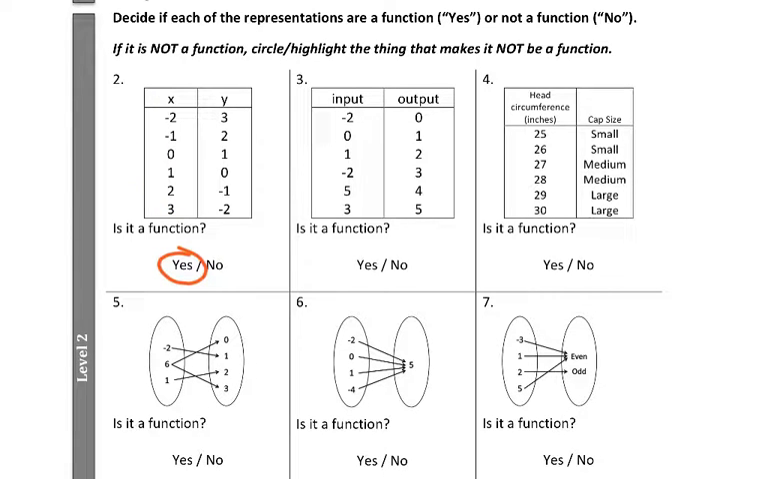So, question 4 is a little tricky because you started seeing these duplicate outputs like this. But don't worry, because the idea is that whatever size of cap you buy is going to depend on the size of your head. So if your head is 25 inches, you know you need to get a small cap. If it's 26 inches round, in circumference, then you know what hat you should get. Every single input is unique here in this table. So yes, that is a function as well.